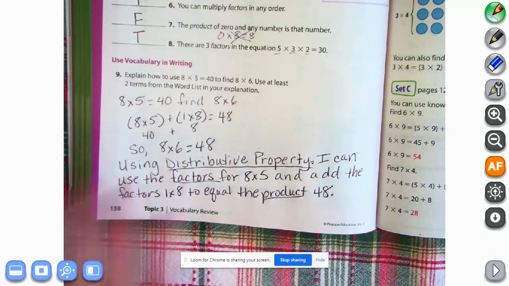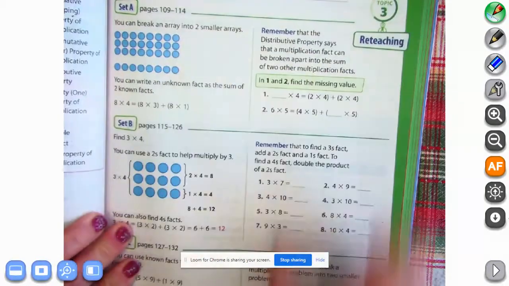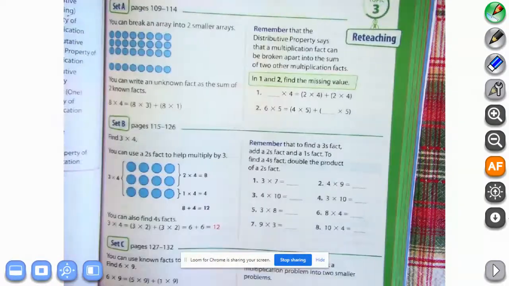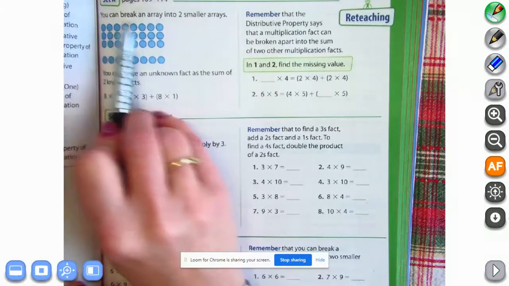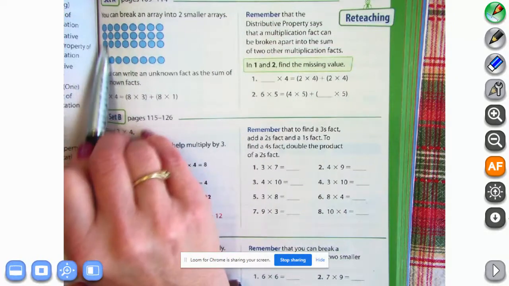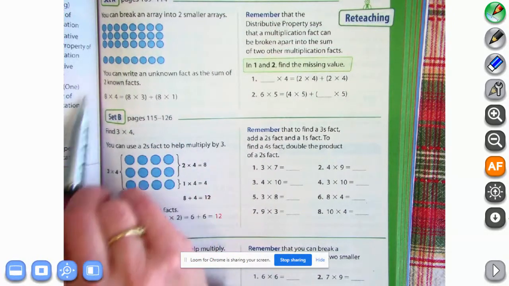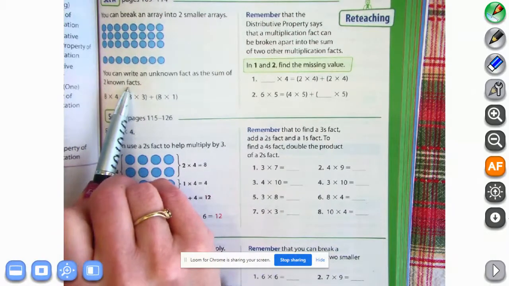Okay, go ahead and pause that if you're still writing. And then I'm going to start over here on the reteaching. Now remember, on the reteaching, we just do this side for the problems, and this side is helping us, okay? So I'm going to read set A. You can break an array into 2 smaller arrays. So this is one huge array. They broke into 2 smaller ones. You can write an unknown fact as the sum of 2 known facts, all right?